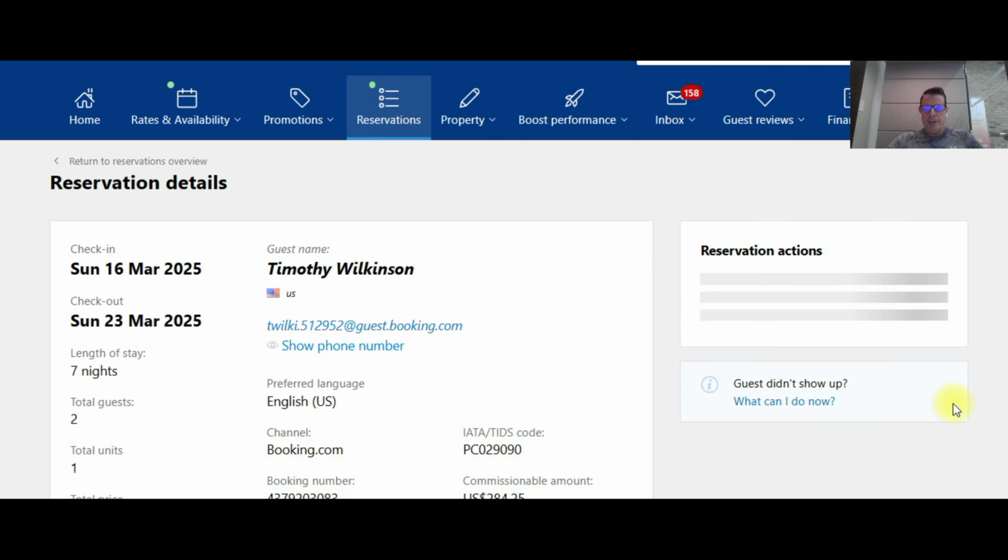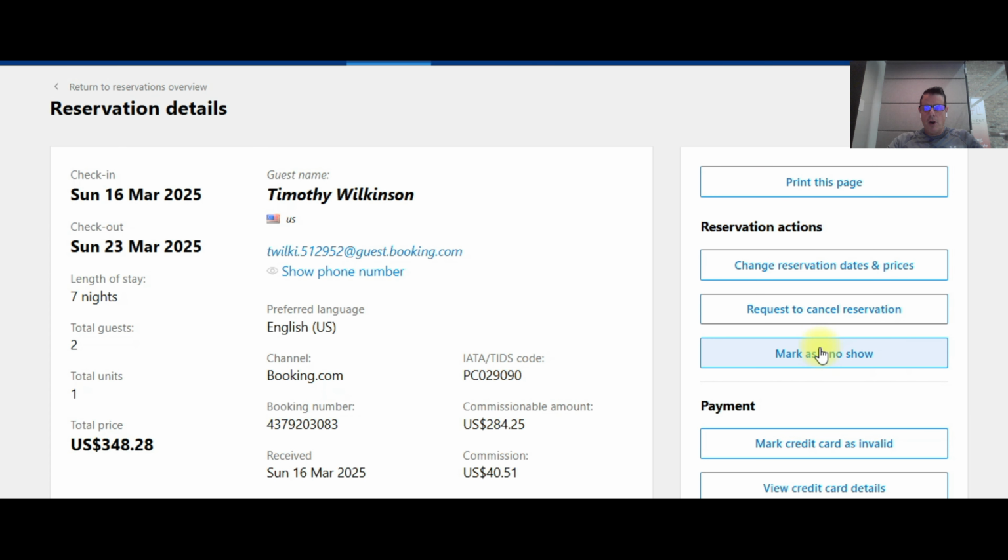You click into their reservation, and you see this tab right here? It says mark as a no-show. You want to mark that reservation as a no-show. Now, you're not going to get paid for that if that credit card's no good.